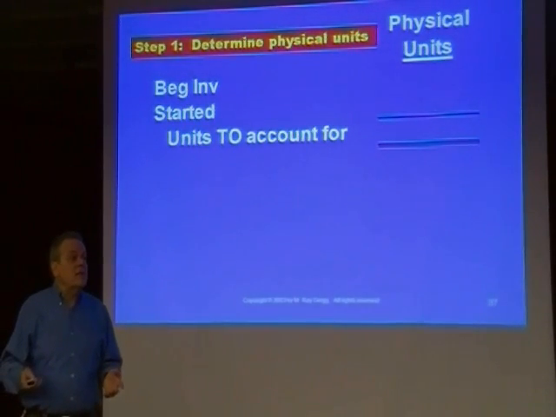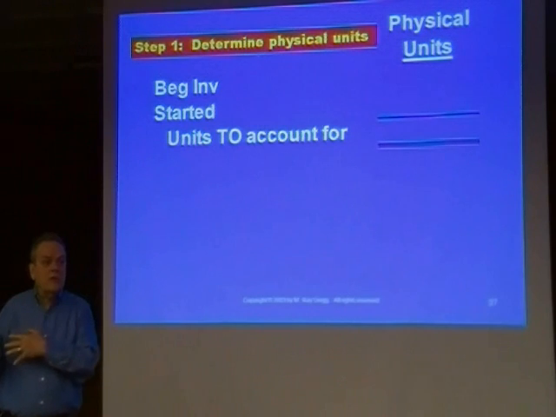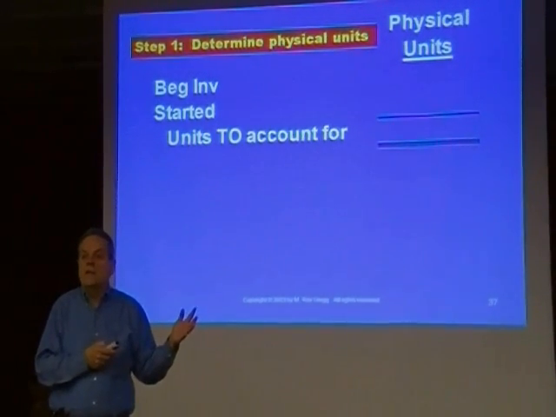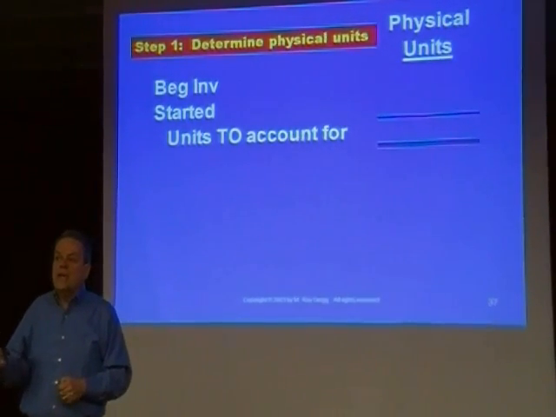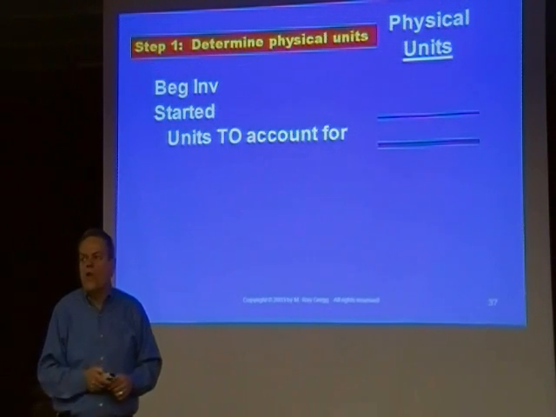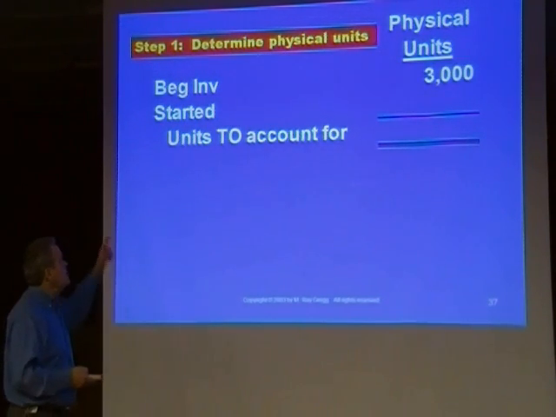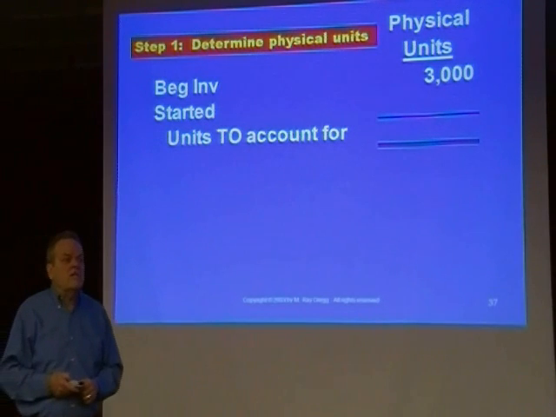There were some units in the beginning inventory. There were some units that we began working on this month. We added materials at the beginning of the process. There must be materials for all of these. The problem says there were 3,000 units in beginning inventory.